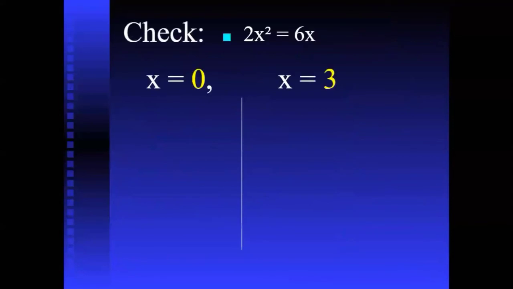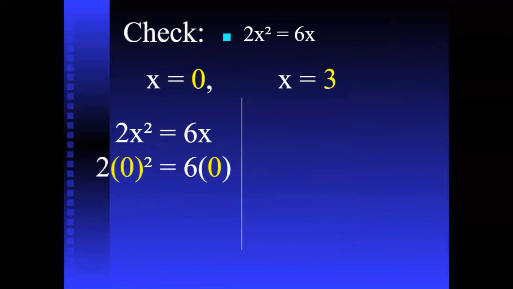Okay, let us check our original. So if x is 0, let's substitute 0 into x. So it becomes 2 times the quantity 0 squared is equal to 6 times 0. So 0 is equal to 0. Yes, that's correct.